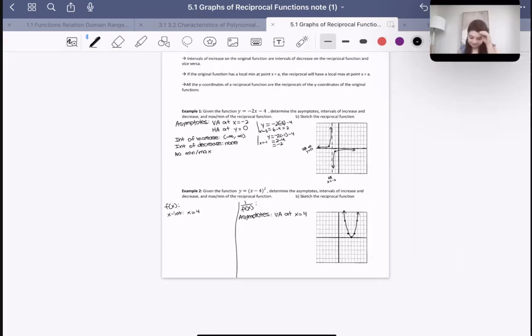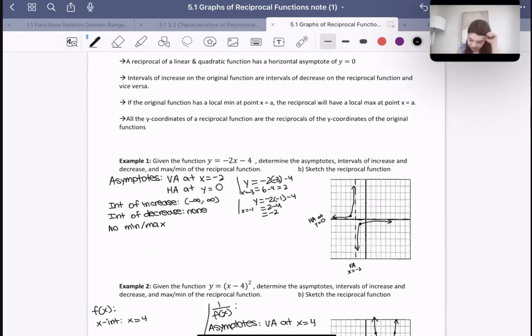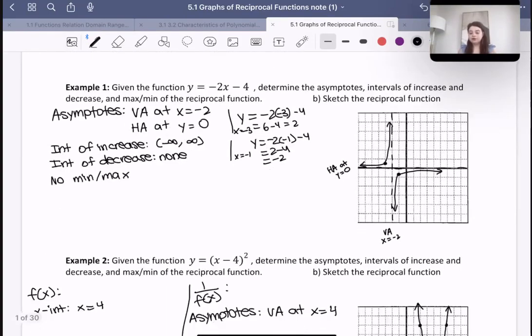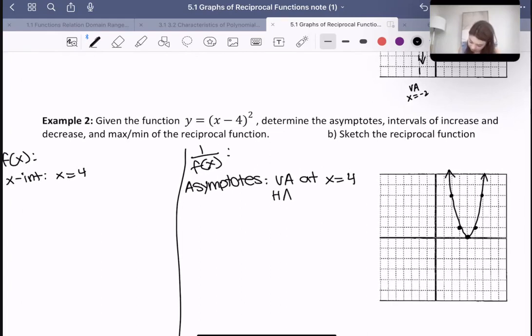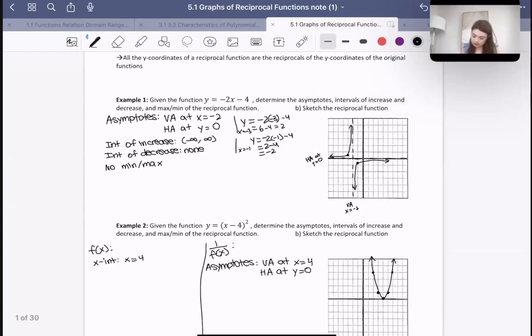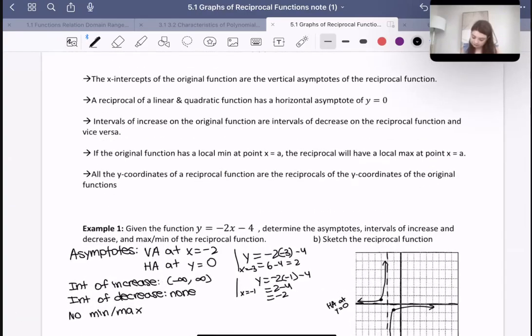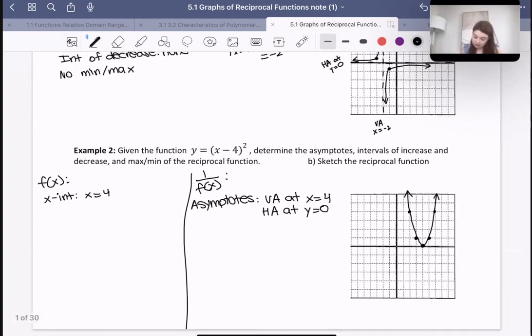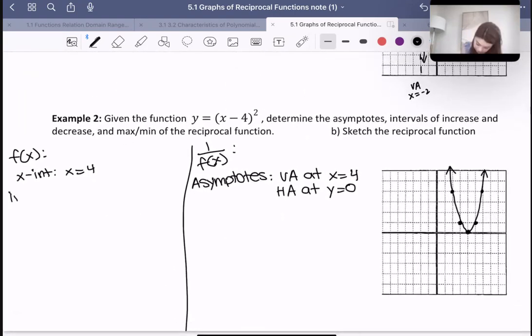Okay. Step 2 says the reciprocal of a linear and quadratic function has a horizontal asymptote of y equals 0. Well, this is a quadratic, so therefore we have a horizontal asymptote at y equals 0. So there we go. Okay. Number 3 says intervals of increase on the original function are intervals of decrease on the reciprocal and vice versa. Okay. So what are our intervals of increase on our original versus intervals of decrease? And then let's write those for here too.